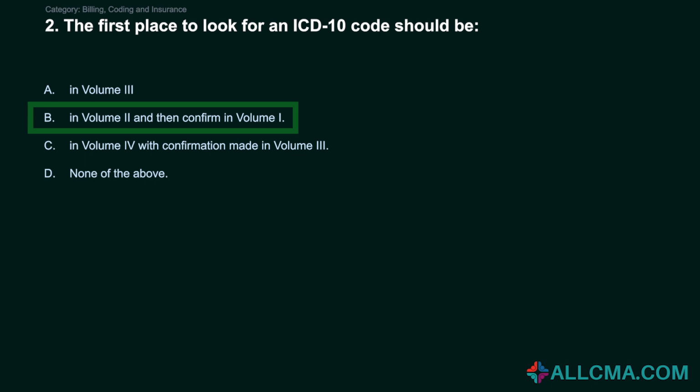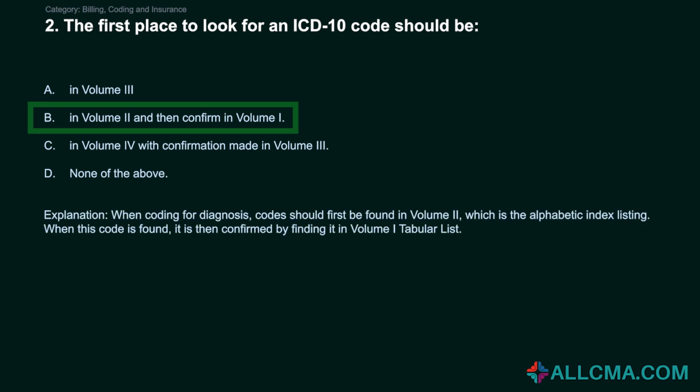Correct answer. B. In Volume 2 and then confirmed in Volume 1. When coding for diagnosis, codes should first be found in Volume 2, which is the alphabetic index listing. When this code is found, it is then confirmed by finding it in Volume 1, the tabular list.